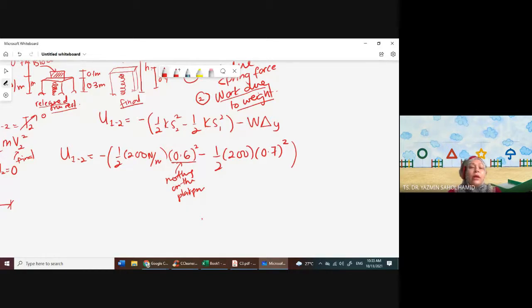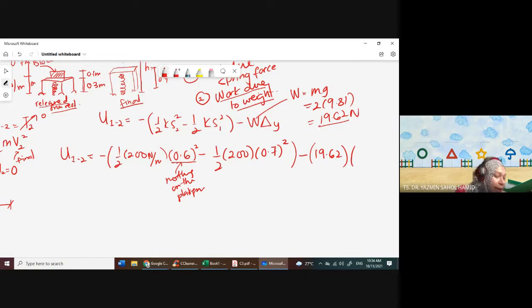There are a lot of other questions related to this. You can try, and when you try, you will understand better. So this one will be negative mg. What is the mass of the block? W equals mg. So if the mass is 2, g is 9.81. Can you calculate for me? 2 times 9.81 is 19.62 Newton, don't forget. So this one is 19.62.